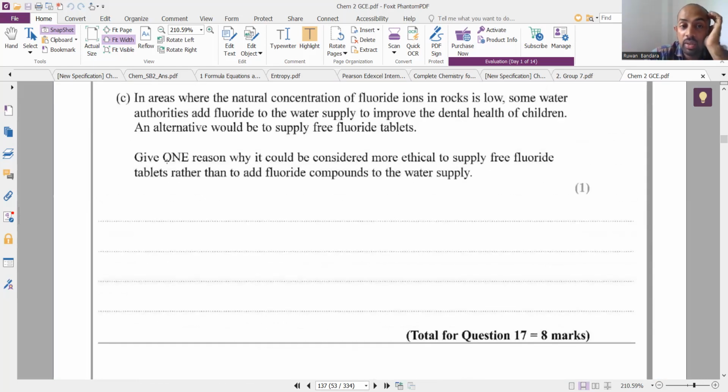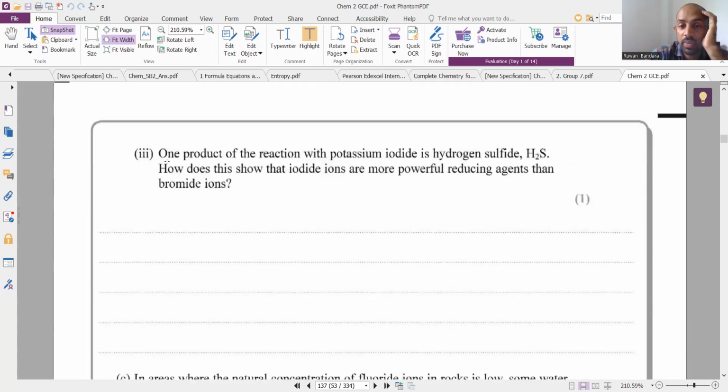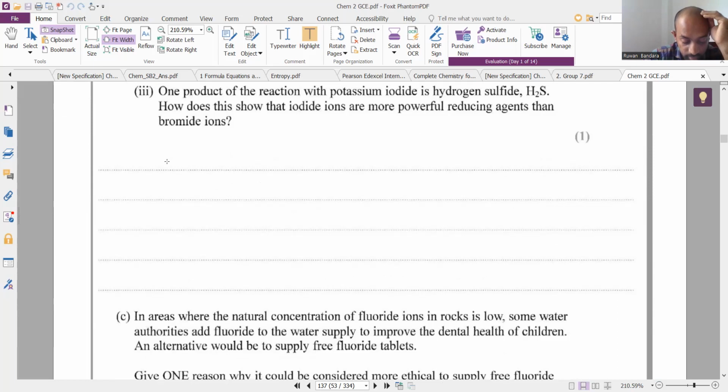Wait. So bromide reduces sulfur from +6 to +4, sorry, yes +4, and iodide reduces sulfur from +6 to -2.